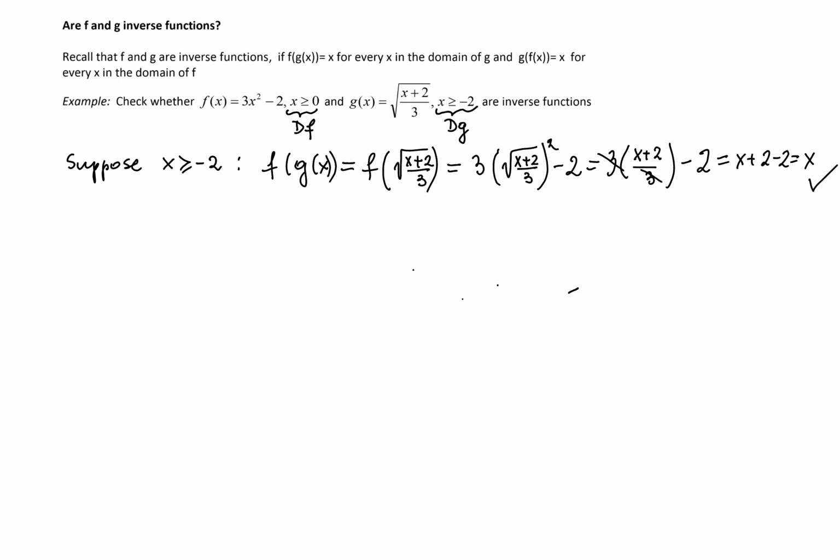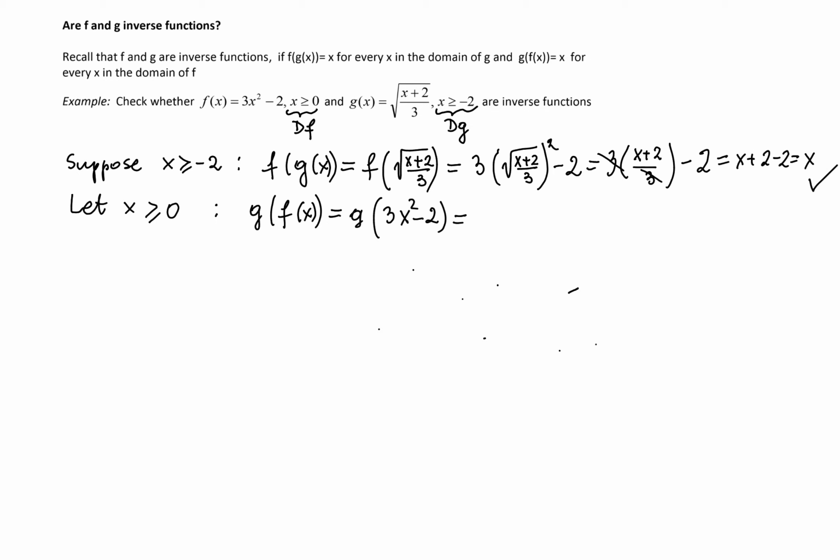Now let's check the other condition. So let's suppose that x is greater or equal 0. Then we are looking for the composition g of f of x. That means I'm looking for the value of function g at 3x squared minus 2.